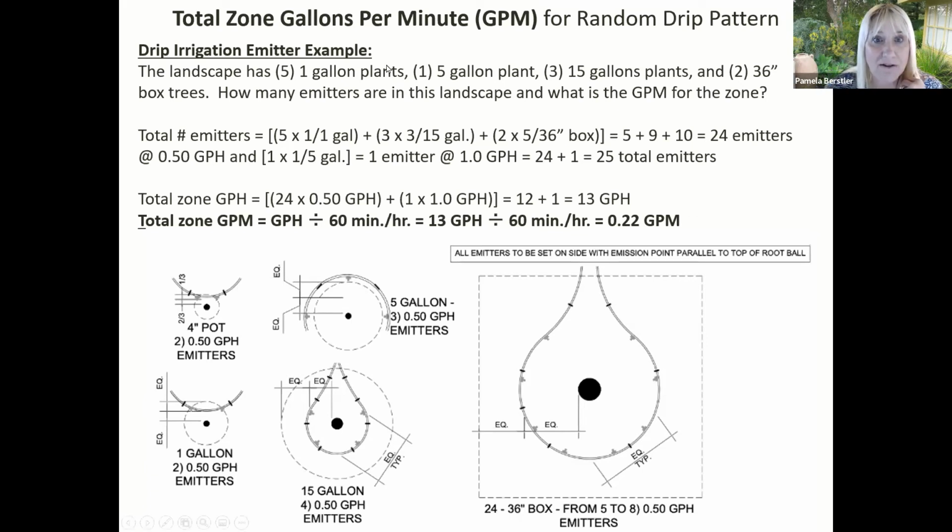So, if you have 5 1-gallon plants and each one is only getting 1 emitter per plant, then that's 5 emitters. And if you have a 5-gallon plant that gets 3 emitters, it's 3, and so forth. And this will help you to just become facile.